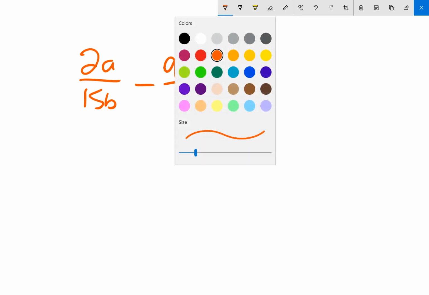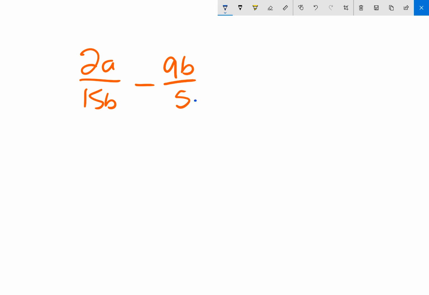So our problem is 2a over 15b minus 9b over 5. Now I'm subtracting, so again, I need a common denominator. I'm looking at the 5 and the 15 right now. I know I can make 5 into 15 if I multiply by 3. But I also need a b in this denominator, so I need to make sure I can multiply a b to this as well. So that'll make 15b my denominator in the second fraction.